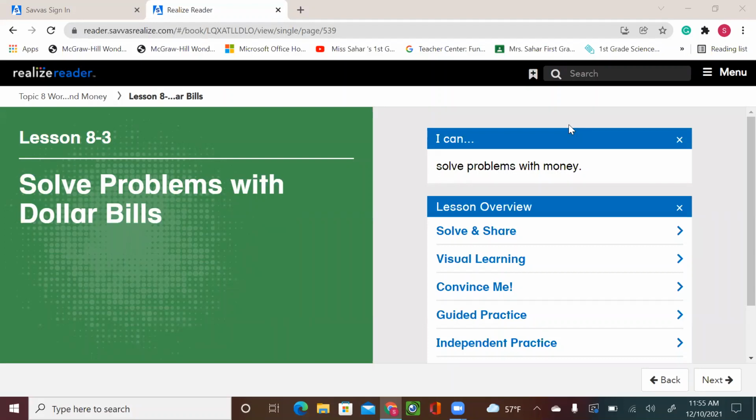In this topic, we learned about coins. We learned about the value of different coins, such as dollars, half a dollar, 50 cents. We learned also about the dime, 10 cents. We learned about the nickel, 5 cents. We learned about the quarter, 25 cents. And we learned about the penny.